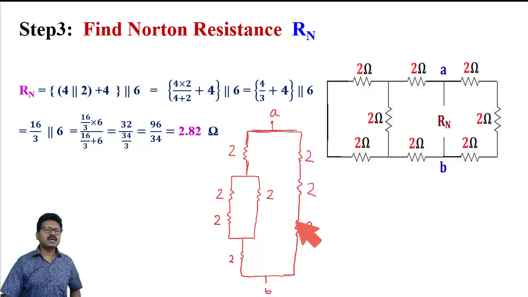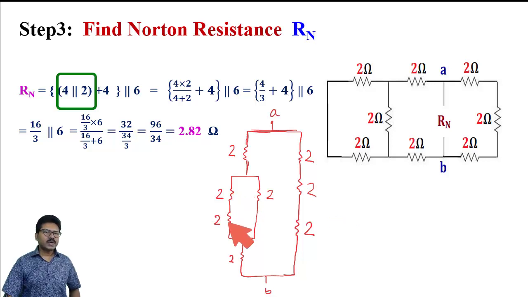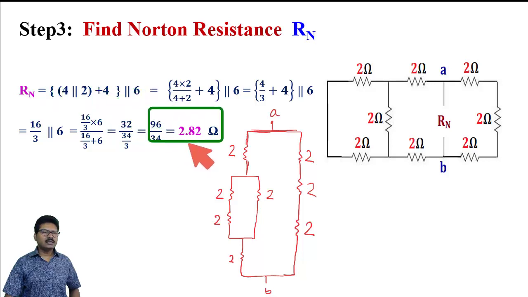Now from this figure, it is too easy to calculate the equivalent resistance. This 2 and 2, that is 4, which is in parallel with this 2, see here, that is in series with this 2 and 2, that is 4, see here. The equivalent of this is in parallel with this 2 plus 2 plus 2, that is 6. So ultimately this is 4 parallel 2, which is in series with 4, and equivalent of this is in parallel with 6. And after the calculation, I got Rn is 2.82 ohm.